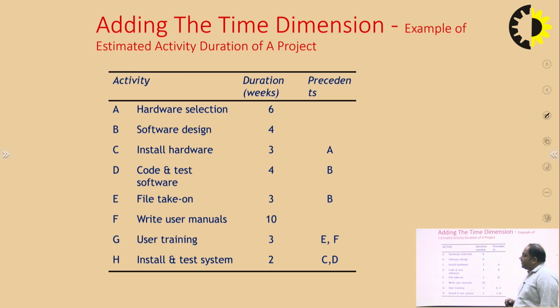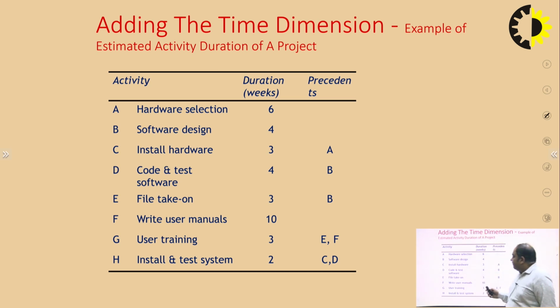So what is activity A? Activity A is hardware selection, meaning when we are going to design any product or project, what hardware we need. Activity B is software design. Activity C is install hardware. If we cannot select any hardware, how can we install it? So after selection, we have to install all that hardware. And after doing the software design, we code and test the software.